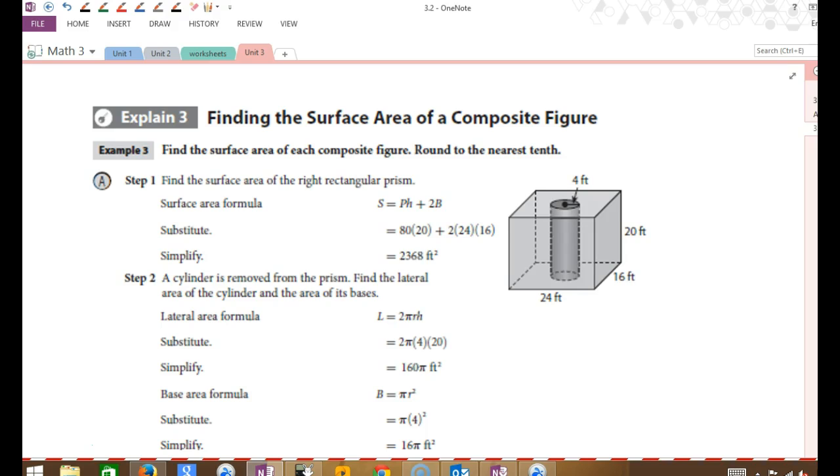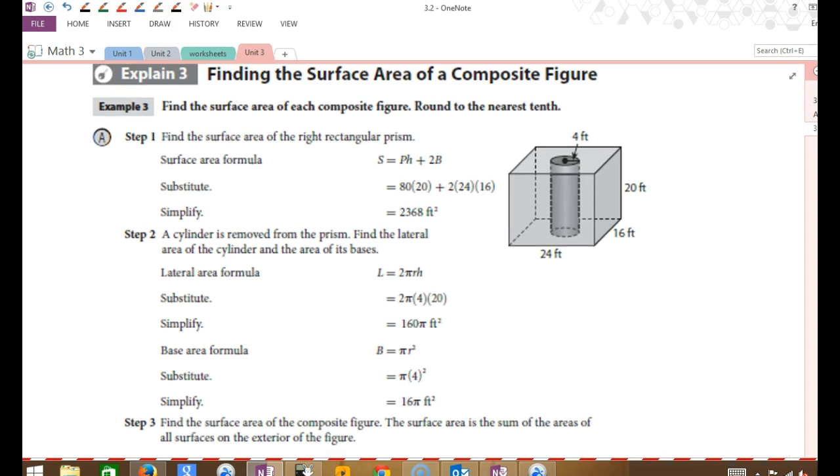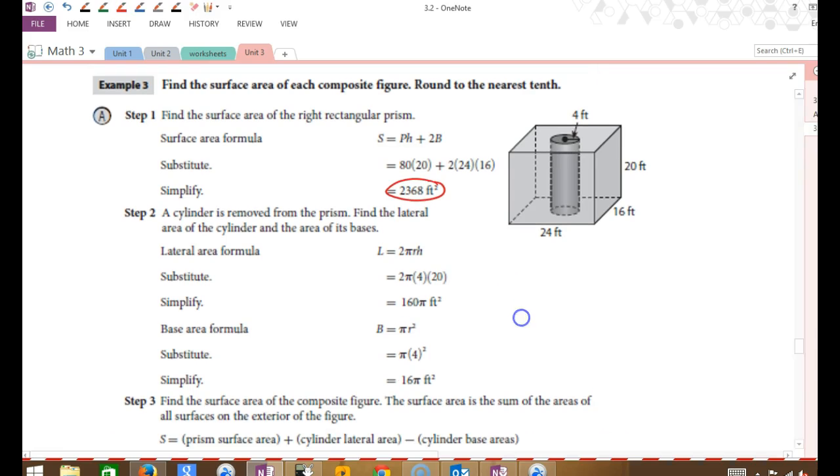So what they do on this, step one is finding the surface area of the rectangular prism, so finding the box. They find that it's 2,368 feet squared. Then they find the area of the cylinder, like what we just did in that last question, and they find that it is 16 pi feet squared.